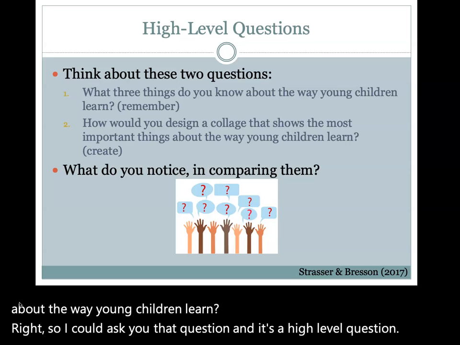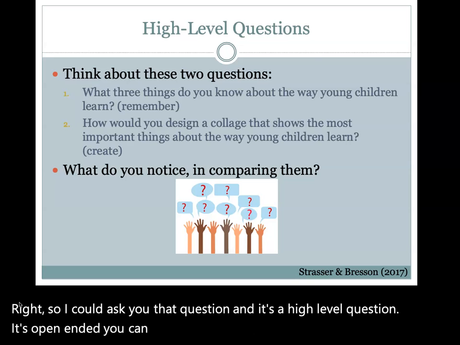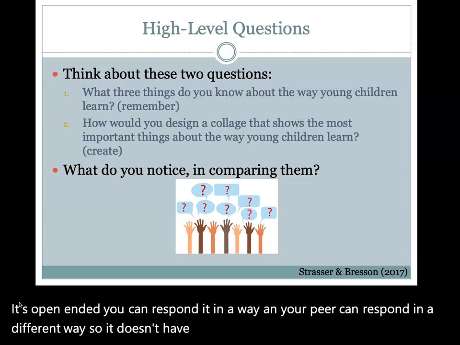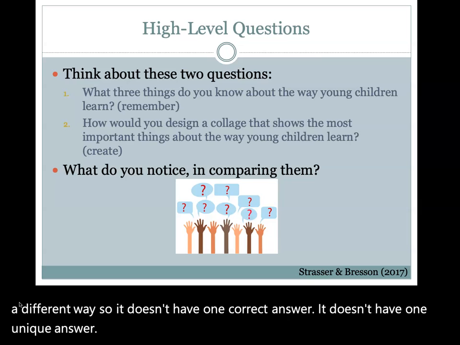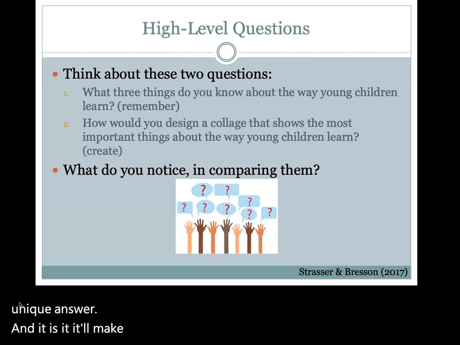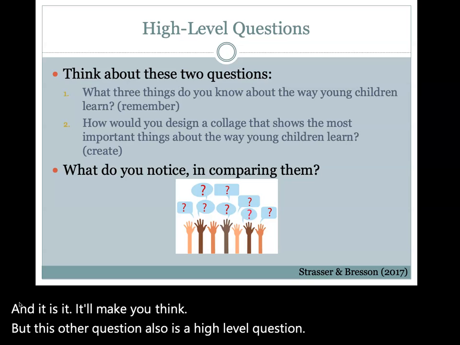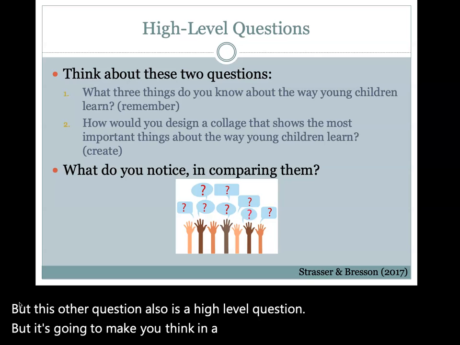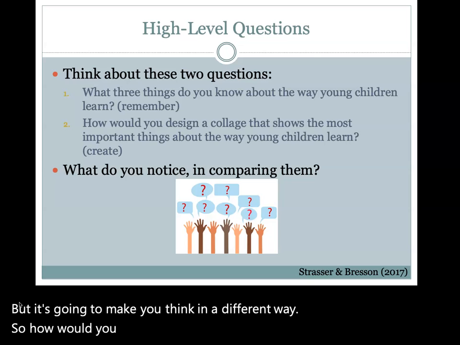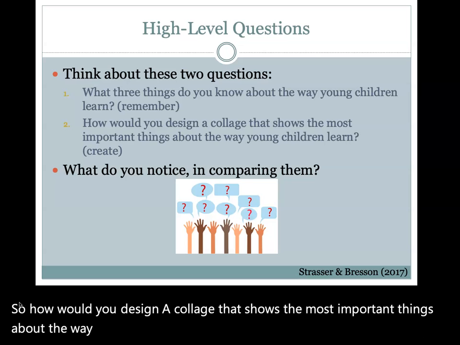It's open-ended. You can respond in a way, and your peer can respond in a different way. So it doesn't have one correct answer. It doesn't have one unique answer, and it'll make you think. But this other question also is a high-level question, but it's going to make you think in a different way. How would you design a collage that shows the most important things about the way young children learn?